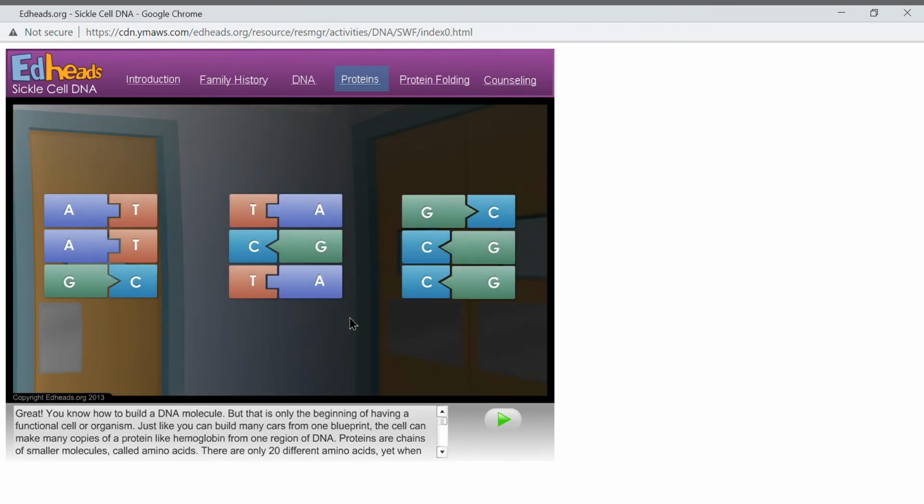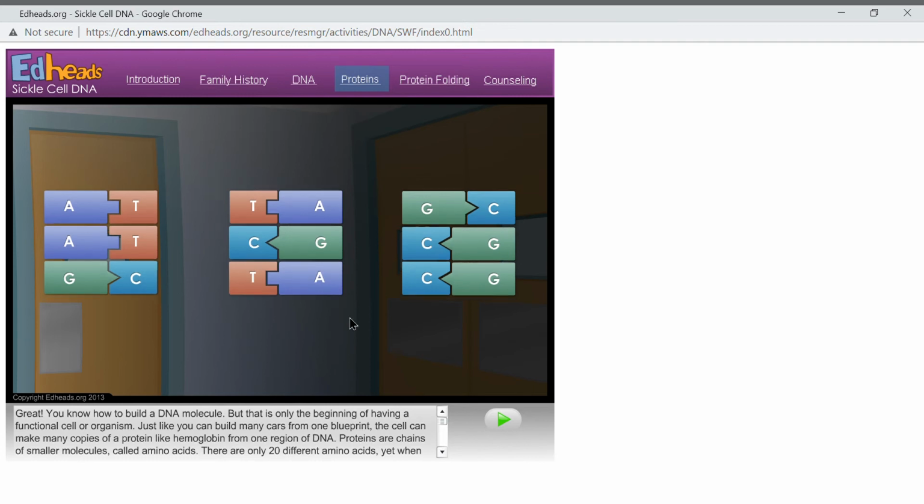Great! You know how to build a DNA molecule. But that is only the beginning of having a functional cell or organism. Just like you can build many cars from one blueprint, the cell can make many copies of a protein like hemoglobin from one region of DNA.